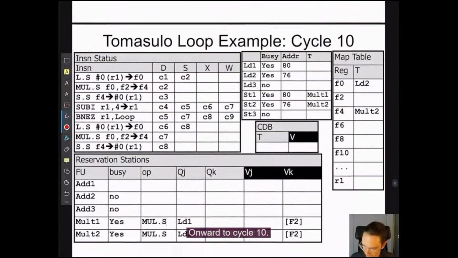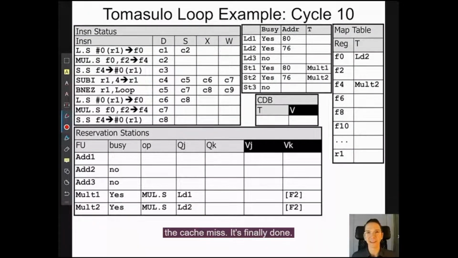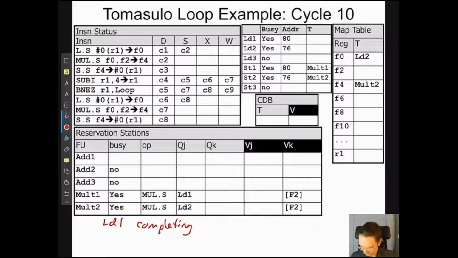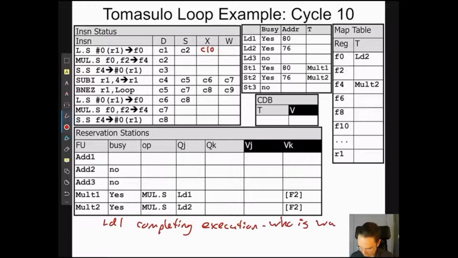Onward to cycle 10. Good news, that first load that had the cache miss has finally done its 8-cycle operation. So the first load is completing its execution, and that's in cycle 10. Now before we get to the write back, once we lose some of these tags in the current state, I want you to think about who is waiting on this load 1 tag. So who will get a tag match in cycle 11's write back?